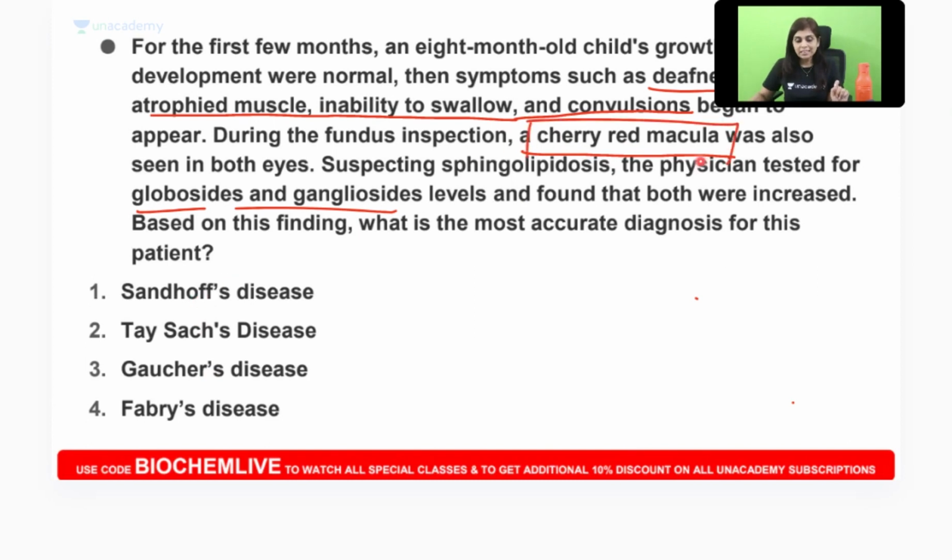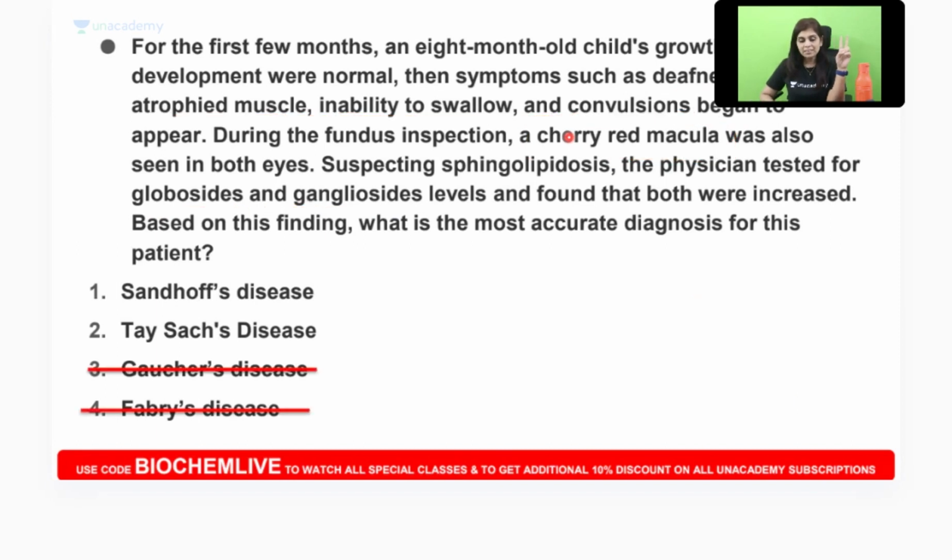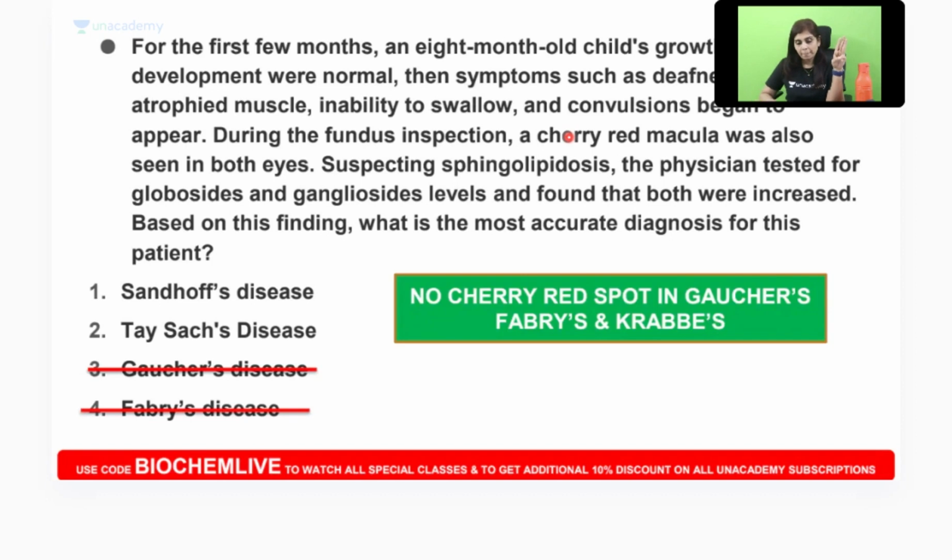Just because there is cherry red spot, I'm going to straight away exclude two choices here. One is Fabry's, the other one is Gaucher's. All of you listen to this. Fabry's and Gaucher's do not present with cherry red spots. So tell me, what are the conditions which do not present with cherry red spots? Cherry red spots are not a feature of Gaucher's, not a feature of Fabry's, not a feature of Krabbe's. Do you all understand this? No cherry red spots seen in Gaucher's, Fabry's, and Krabbe's. Okay. Cherry red spots are seen in Tay-Sachs and Sandhoff.